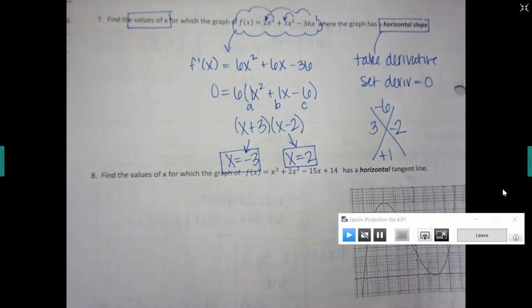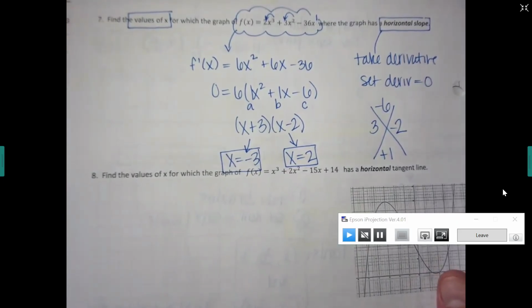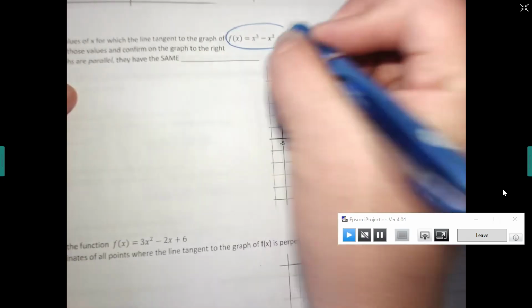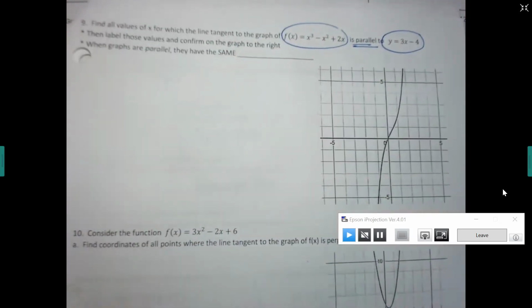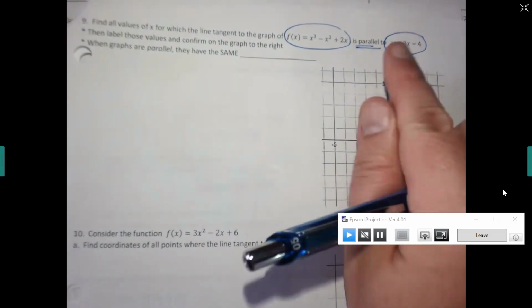Okay, the last question type that we're going to look at is if it's asking you to make things parallel. So take a look at number 9. This is the last question we're going to do in your notes today. Okay, number 9 says that we want to take this equation and make it parallel to this equation. What do you remember about parallel lines and their slopes? They have to be what? For them to be parallel.